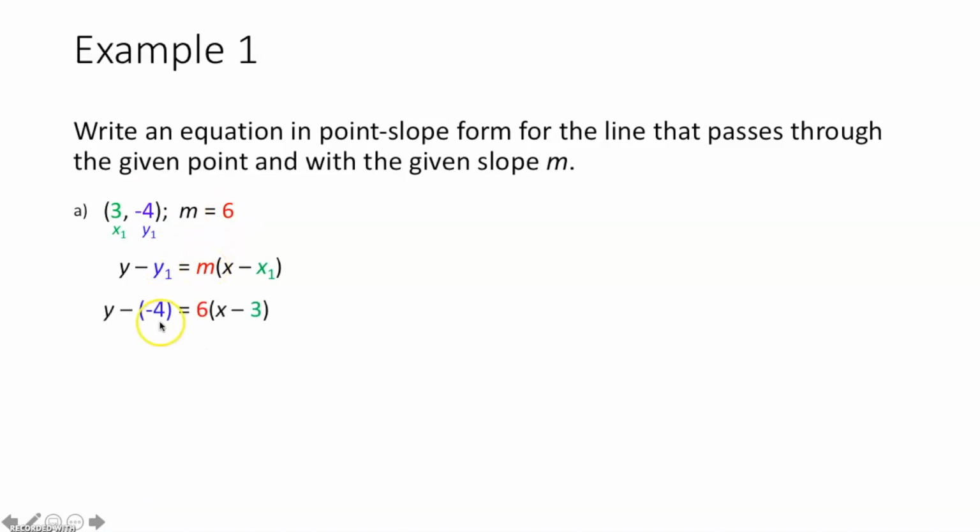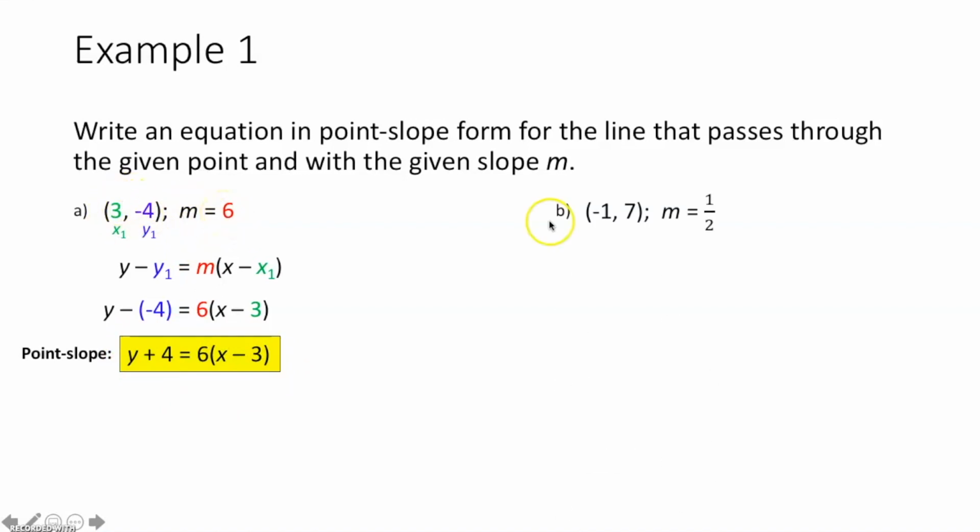Now again, notice how I plug in this negative 4. I put parentheses around the negative 4 because what's going to happen is this negative sign is going to combine with this negative sign. I'm going to basically multiply negative 1 times this negative 4 and it becomes positive 4. And now this is the point-slope form of our equation of the line that passes through this point with this slope.